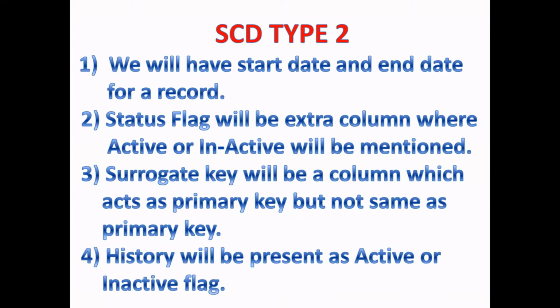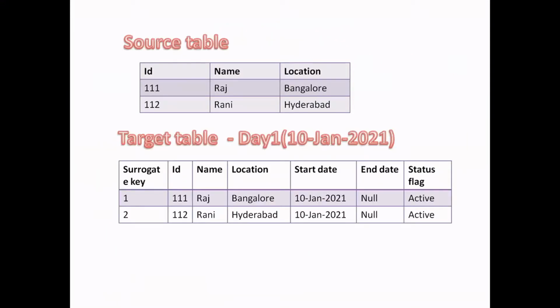In this approach, all the inactive records will also be present in the target table. Hence I have mentioned that history will be present, marked with an active or inactive flag. Right? So let's assume, I'm giving you a small example.